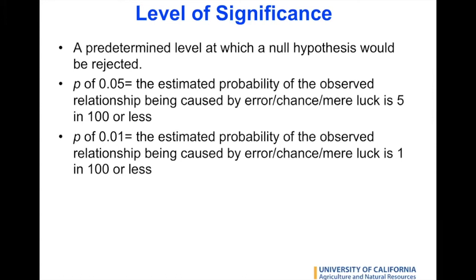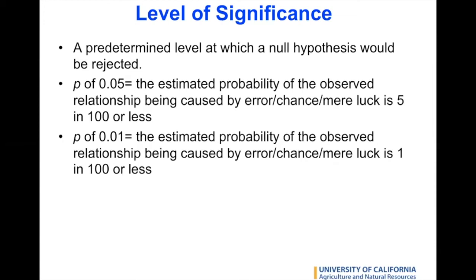And there is still the type 1 error here, the 5%. I think I can read it correctly. So the relationship being caused by, or the error or chance of mere luck, is just 5%. This is like 5 out of 100 times there could be an error that you are rejecting the null, but the null is true. That is again the type 1 error.